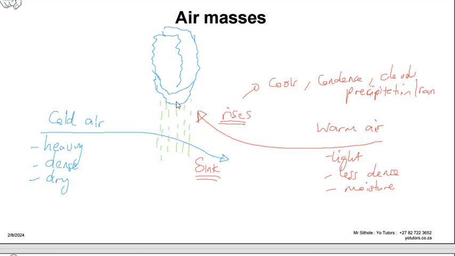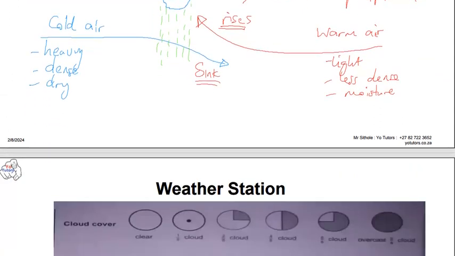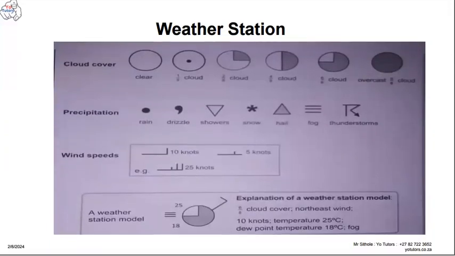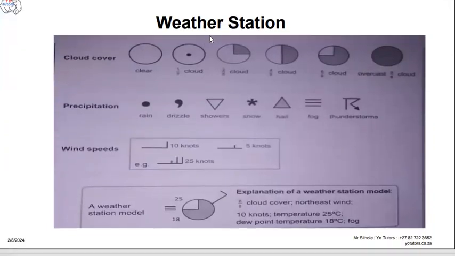The type of clouds that are formed there, you can see that there are tall clouds, which we call cumulonimbus clouds. So what we know is, when cold air meets warm air, cold air sinks and warm air is lifted up. Then warm air rises, and when it rises, it cools down and forms clouds. Let's move on to the next slide, where we're looking at the weather station.